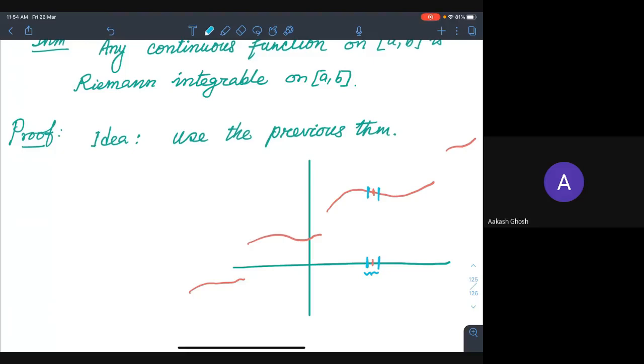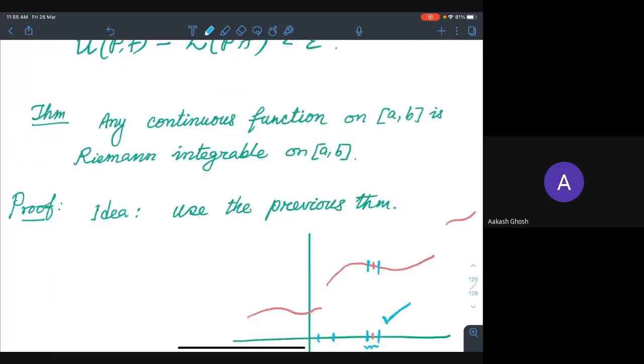The only problem is when there is some discontinuity. You see here the supremum and infimum differ by quite a bit, right? So there is this problem when the function is discontinuous. But for a continuous function, the supremum of f and infimum of f will be very close. So the lower sum and upper sum will be very close, and that is what we need.